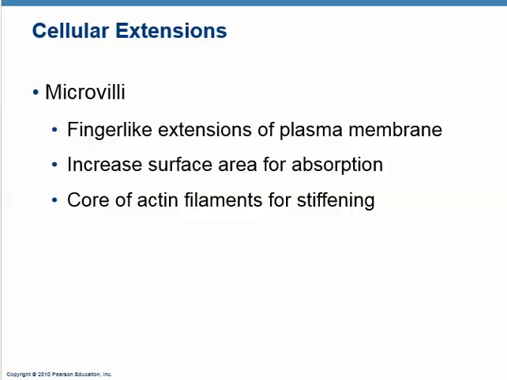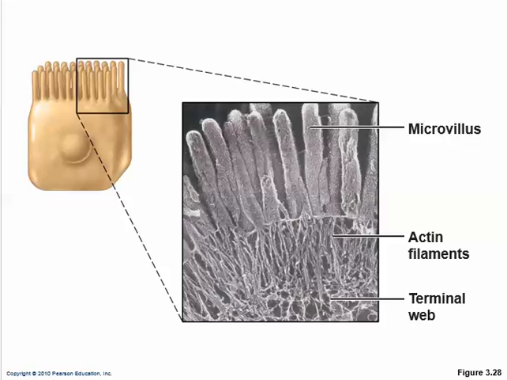Microvilli are extensions off the cell that increase the surface area. So anytime we see microvilli, the cell is actively absorbing. So it's a specialized thing we see in cells that absorb from the outside. So it looks like this. It looks like Bart Simpson's hair.